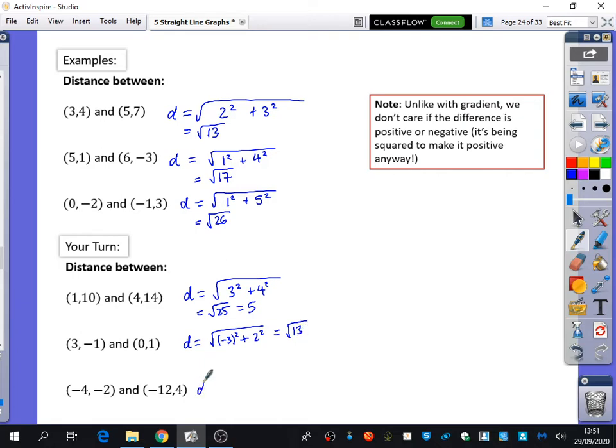And then, Lily, can I ask you what you got for this last one here? What you got as the difference between the x's? 8 squared and 6 squared. And what does that give you? Root 100, which is 10.